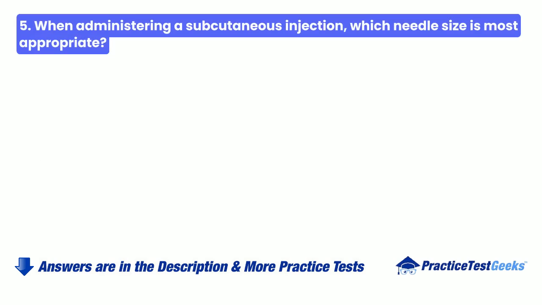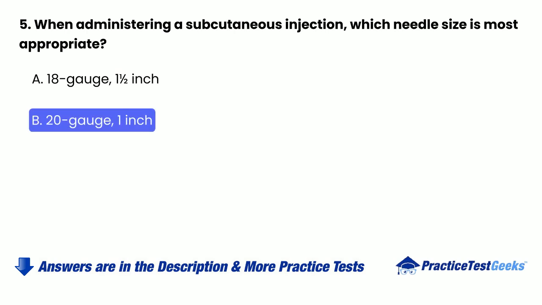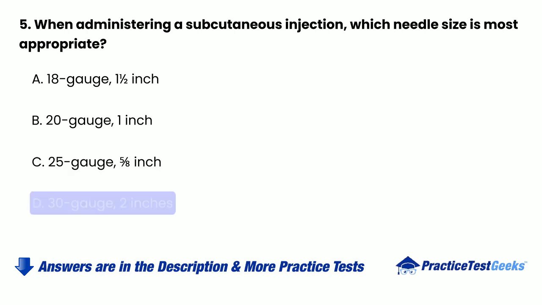5. When administering a subcutaneous injection, which needle size is most appropriate? A. 18 gauge, 1.5 inch. B. 20 gauge, 1 inch. C. 25 gauge, 5/8 inch. D. 30 gauge, 2 inches.